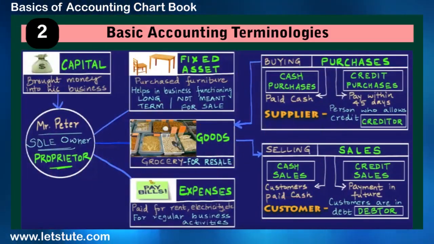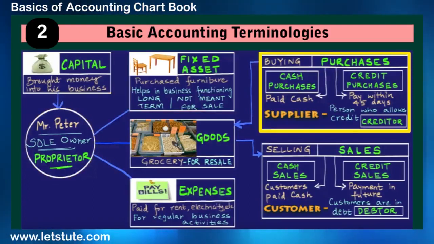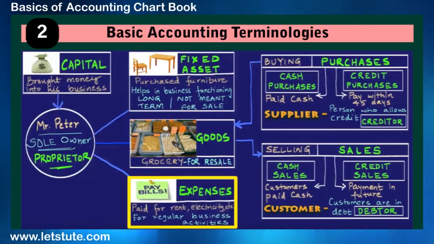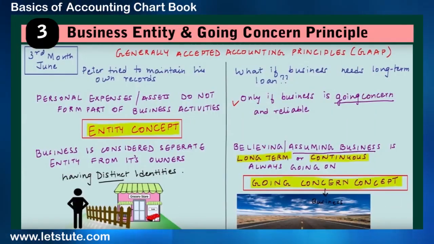So moving to the next, we understand some of the basic terms like capital, fixed assets, purchases, sales, goods, expenses, principles and conventions.